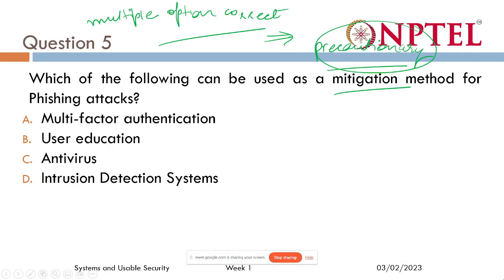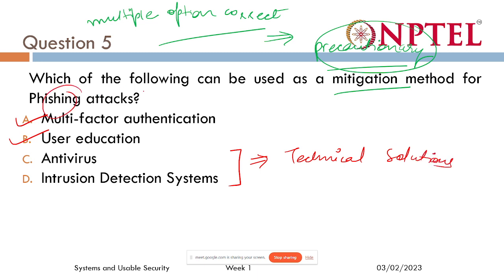So my screen is visible, guys, right? The correct answer is option A and B. Here, antivirus and intrusion detection systems are technical solutions. We know that phishing attacks come under the category of what kind of attacks? Can anyone tell? It is a subset of which kind of attacks?